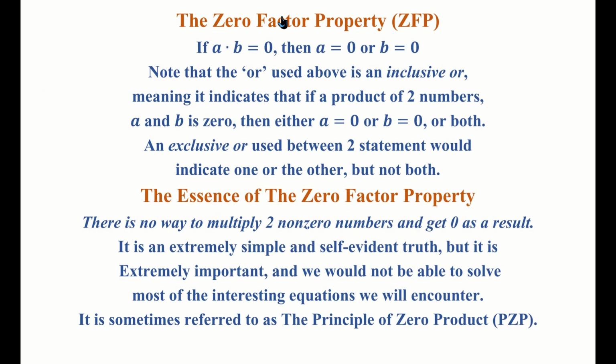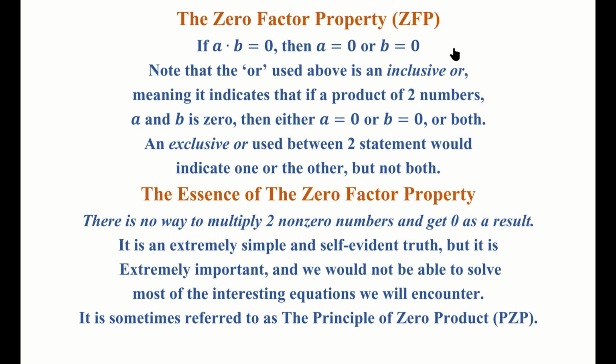The so-called zero factor property, we'll refer to it as ZFP from here on, is a very simple but extremely important property. It basically states that if you have a product of two numbers, say A and B, or they could be two expressions, makes no difference, is zero, then either the first number or expression must be zero, or the second number or expression must be zero. And of course, this or here is an inclusive or. That means it could be either this or that or both.